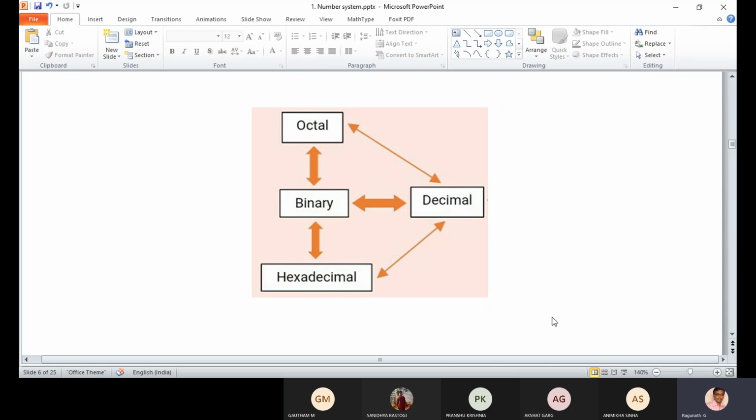Shall I ask you a question? Can you answer it? I have an octal number. I want to convert it to binary. Should I convert to decimal, then binary, or can I convert directly to binary?